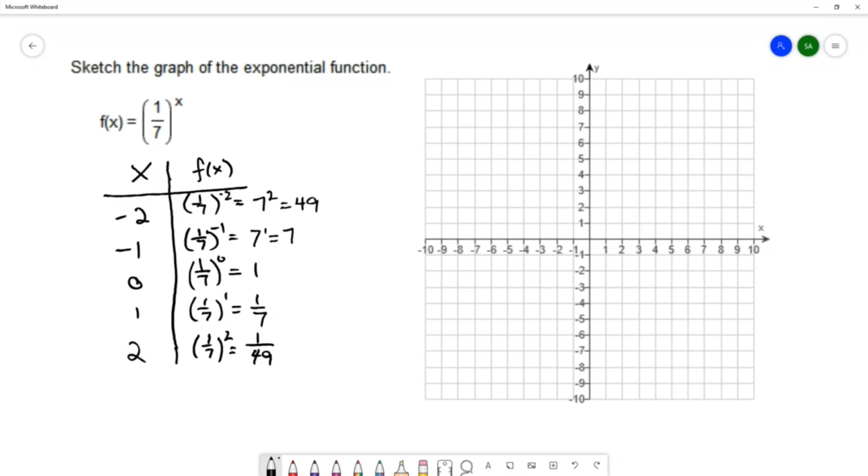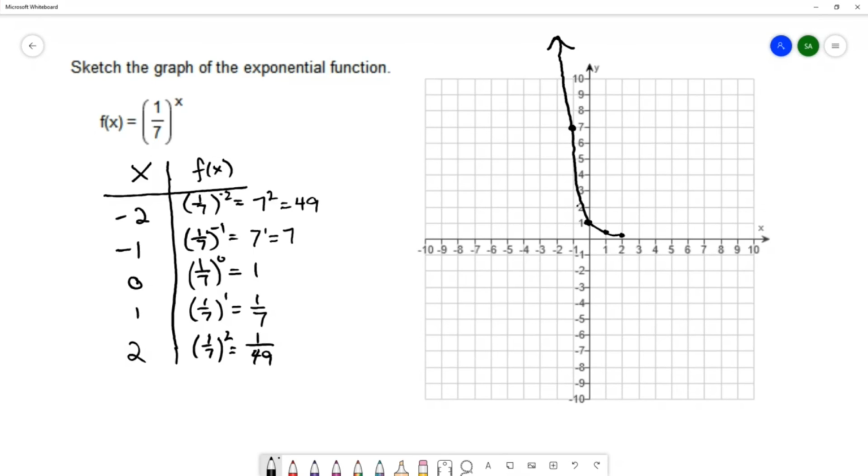We will plot 0, 1, and 1 and a 7th, and 2 and a 49th. -1 and 7 would be about here, and -2 and 49 goes off of our grid. So we can tell that this end is getting large very quickly. It goes off to infinity.